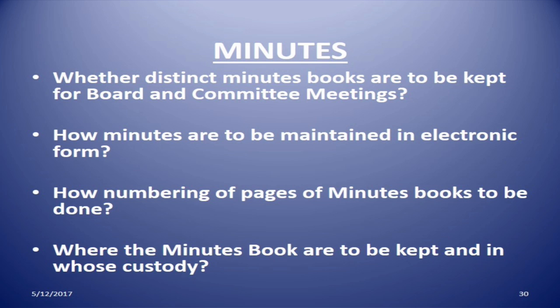How is the numbering of pages of minutes book to be done? The minutes book have to be numbered on consecutive basis. Consecutive numbering of the minutes book shall be there. Suppose that there is a minute book number 1 and the last page of the minute book is ending at page 79. The next minute book will start with the page number 80, not page number 1 again. It will not be minute book 2 and page 1. No, it will be minute book 2, but the page number will be 80. If second minutes book is ending at page 160, third minute book will start at page 161. So it has to be consecutive numbering only.